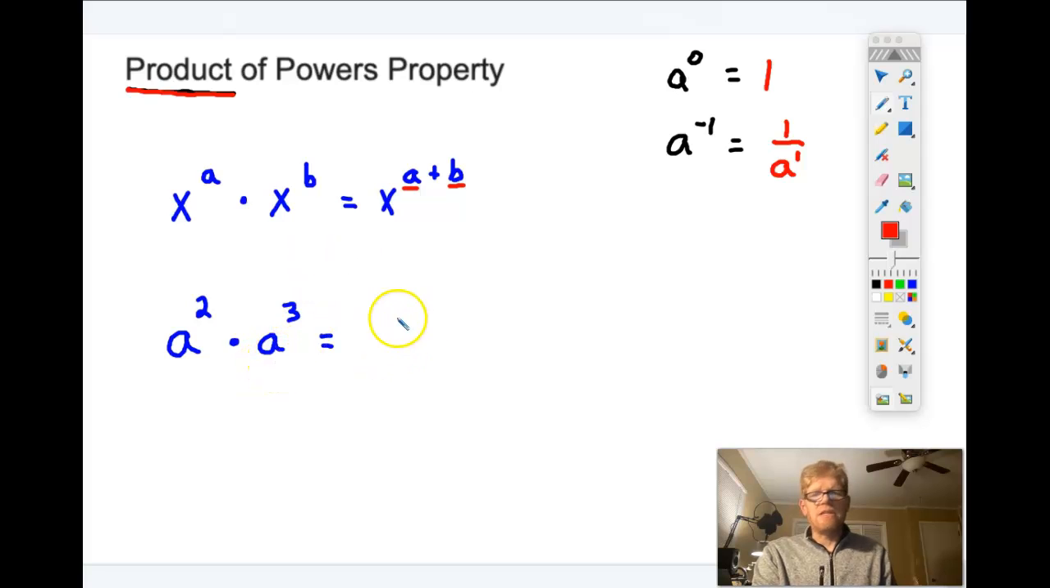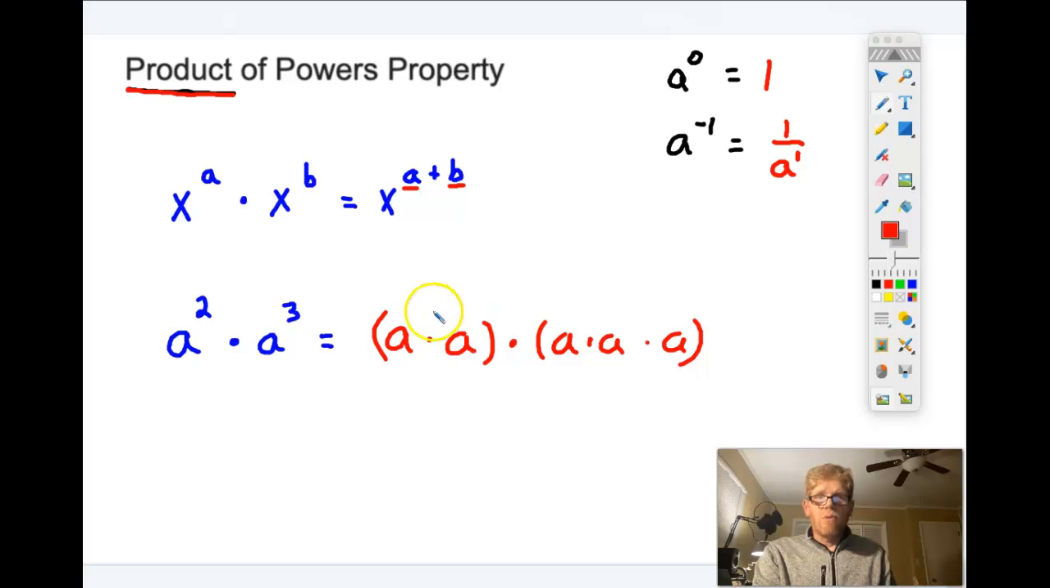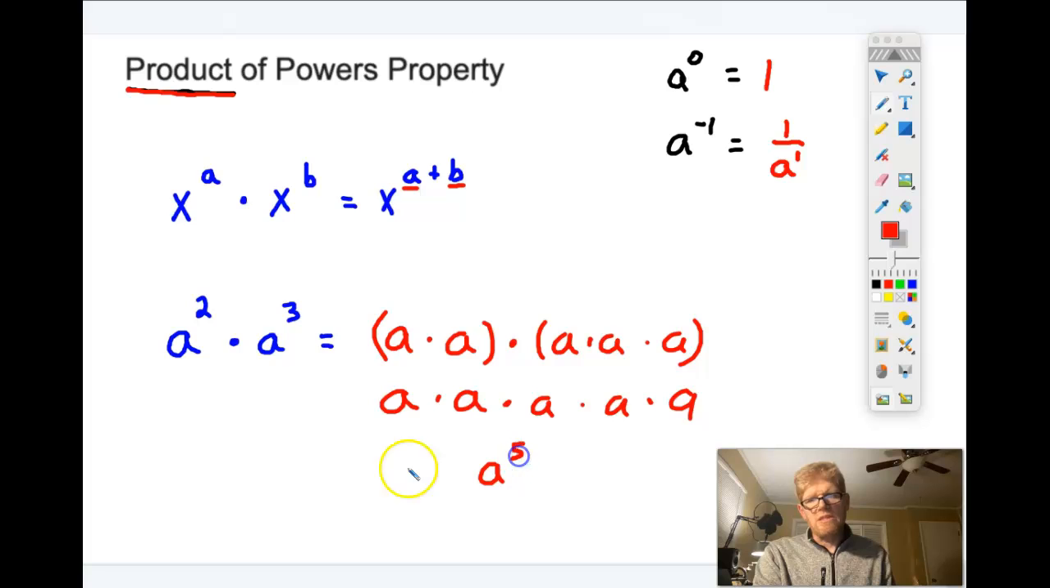We can see that illustrated here. We have a to the second power. We know a to the second power is a times a. And we know that a to the third power is a times a times a. Since multiplication is commutative and associative, we can remove the parentheses, and we have a times a times a times a times a, which gives us a to the fifth power, which is indeed a to the second plus the third. So that's what we're going to do. Let's take a look at a couple of examples.